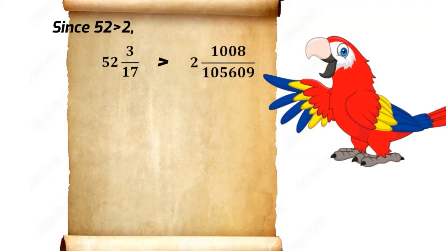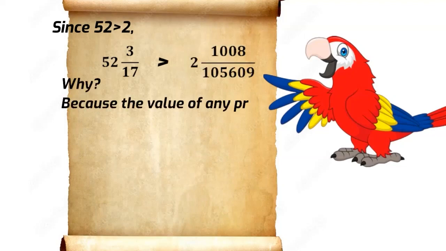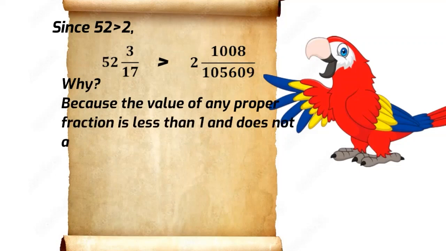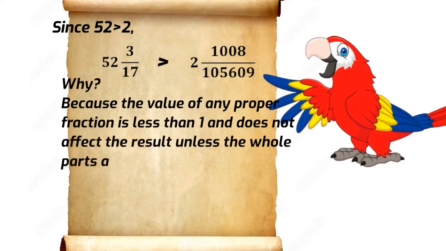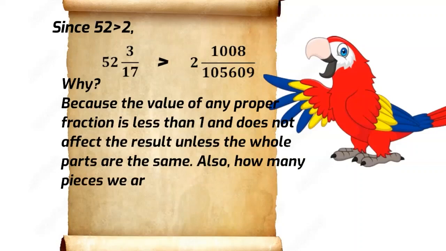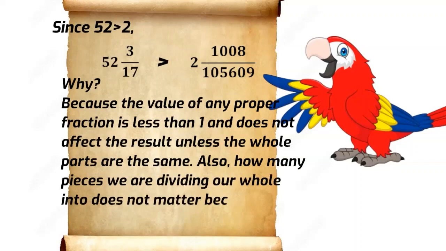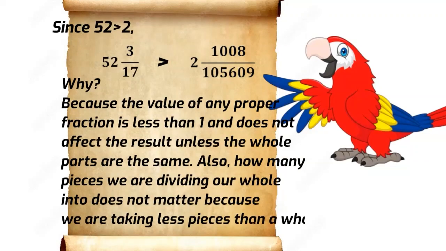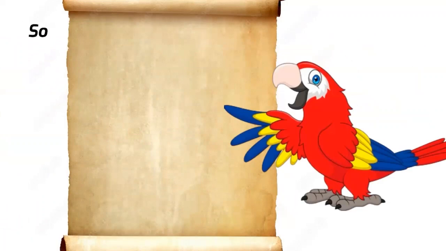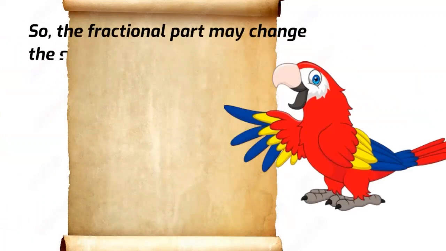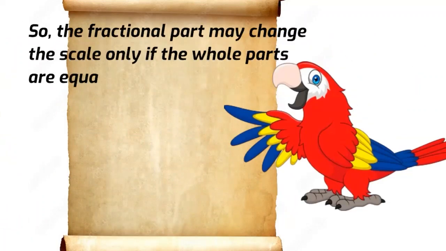Why? Easy, because the value of any proper fraction is less than 1 and does not affect the result unless the whole parts are the same. Also, how many pieces we are dividing our whole into does not matter because, in any case, we are taking fewer pieces than a whole, 1, for a proper fraction. So, the fractional part may change the scale only if the whole parts are equal.